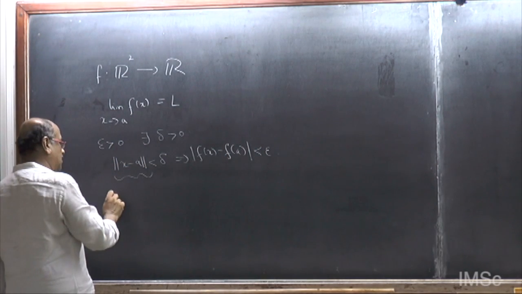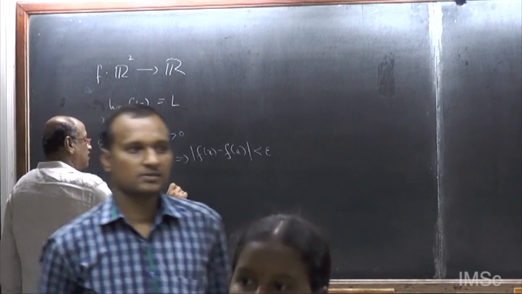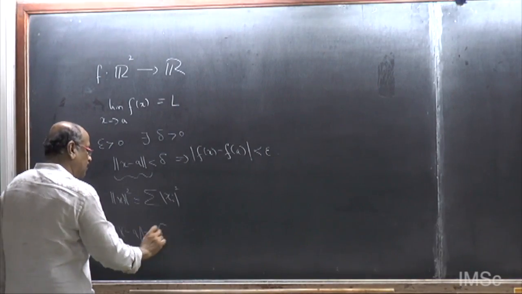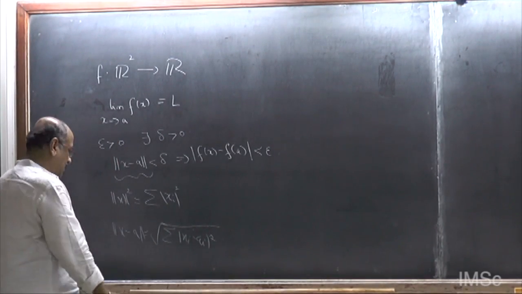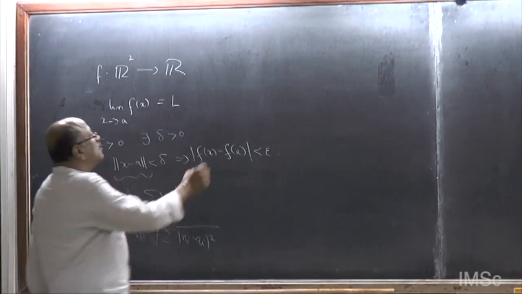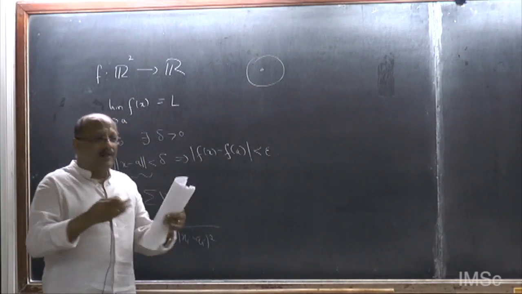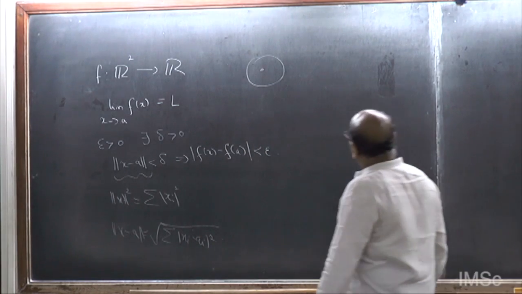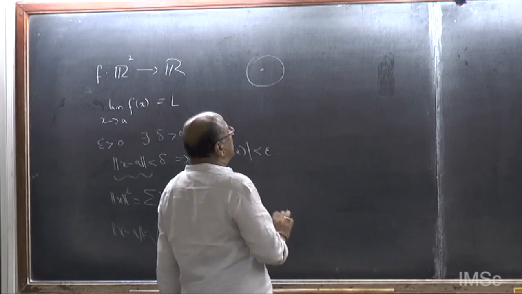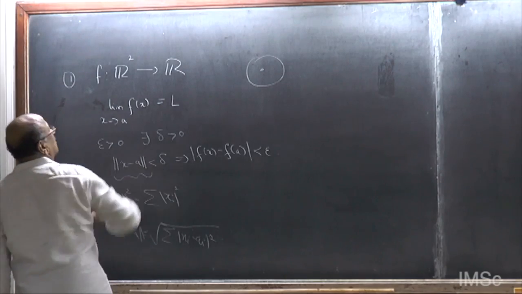So, what is this expression here? Norm x squared is sigma mod xi squared. So, norm of x minus a is the usual distance, as you know, the square root of sigma mod xi minus ai whole squared. So, we have a point here. For all points in this ball, f x minus f a should be less than epsilon. So, this is the first notion of a limit.